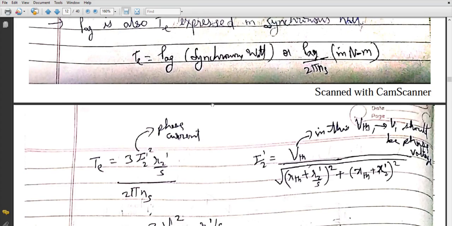Now we know that the electromagnetic torque value is PAG divided by 2 pi ns. We need to derive the expression for electromagnetic torque, so we substitute the value of PAG. PAG is nothing but thrice I2 dash whole square into R2 dash divided by S, divided by 2 pi ns. This is your torque expression, and I2 dash is given by this expression. Remember, we have developed the Thevenin's equivalent circuit of an induction machine, replacing the stator with a Thevenin's equivalent circuit. From there I am getting this expression.